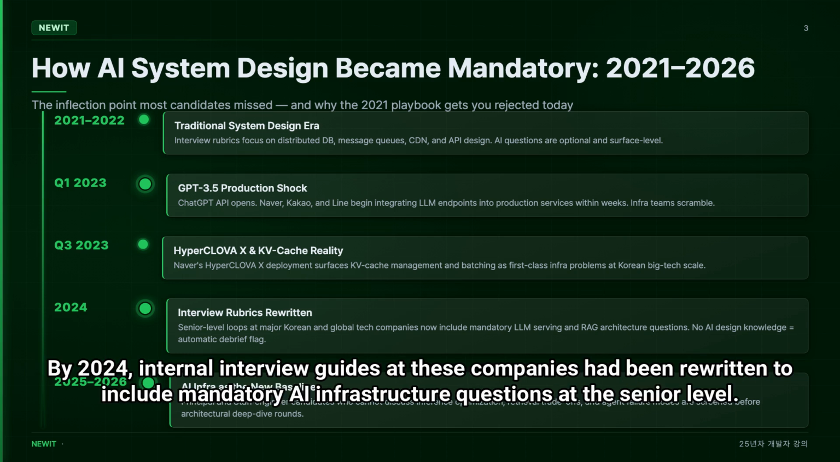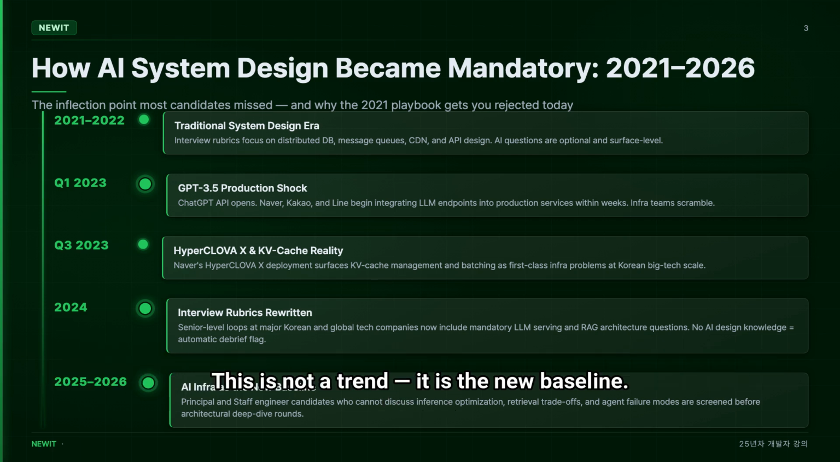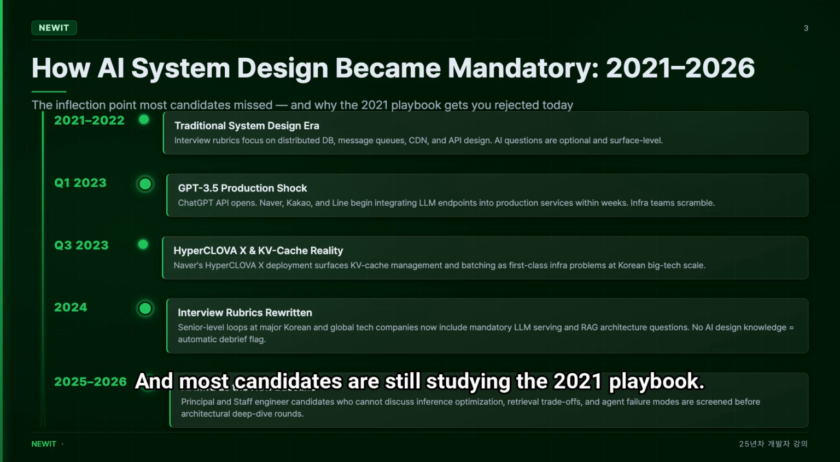By 2024, internal interview guides at these companies had been rewritten to include mandatory AI infrastructure questions at the senior level. And by 2025, if you cannot speak to LLM serving trade-offs in an engineering loop, you are screened out before the architectural deep dive even begins. This is not a trend, it is the new baseline. And most candidates are still studying the 2020-21 playbook. That is the real gap.